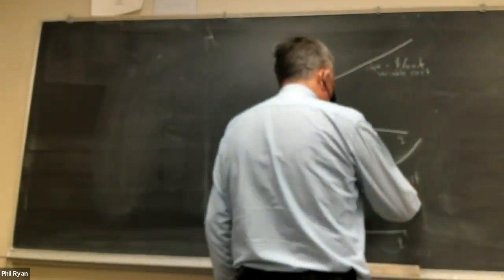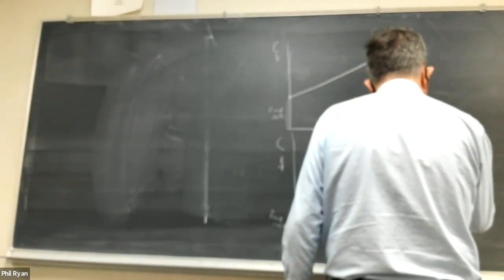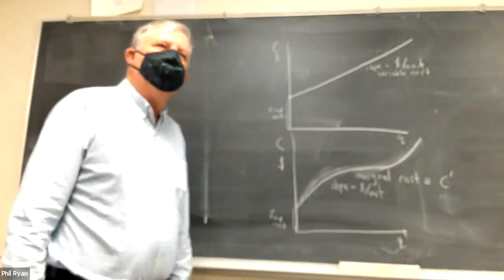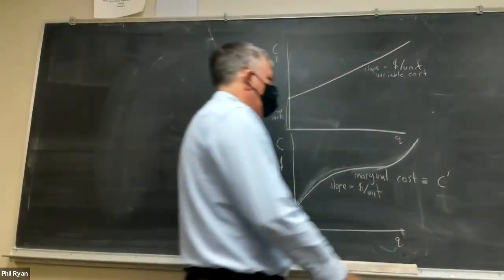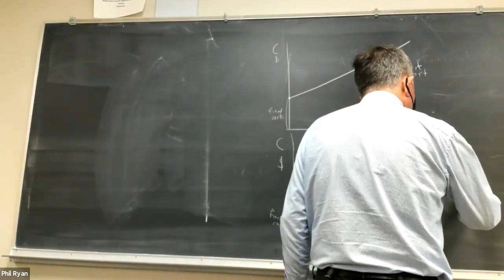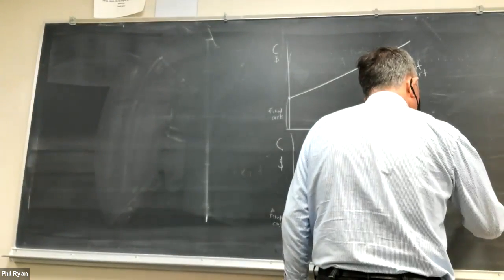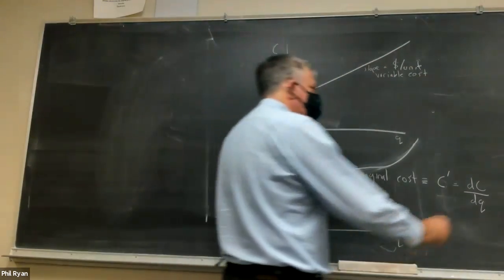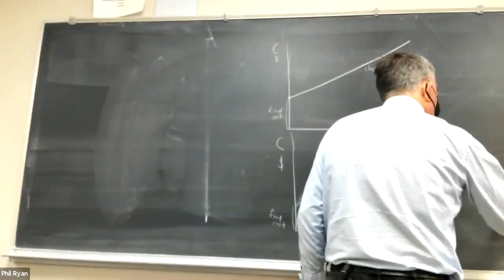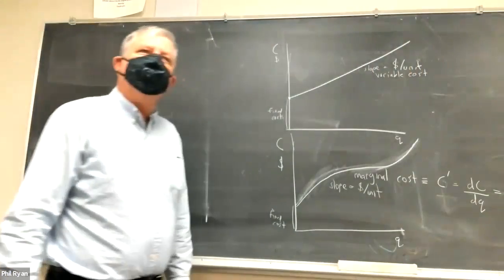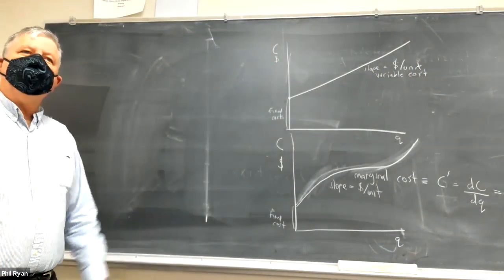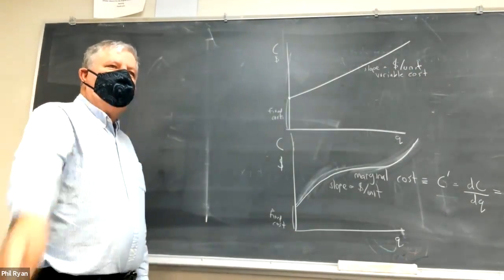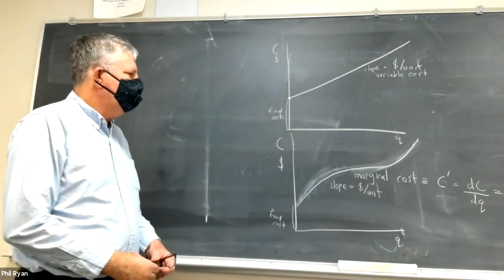So marginal cost is the same thing as the derivative of the cost function. We can also call that dC/dQ. That's the same thing. And economists like to call it MC, marginal cost. So all three things mean exactly the same thing. It just depends what the application is and who's saying it.